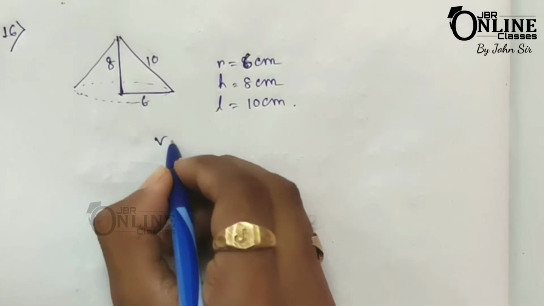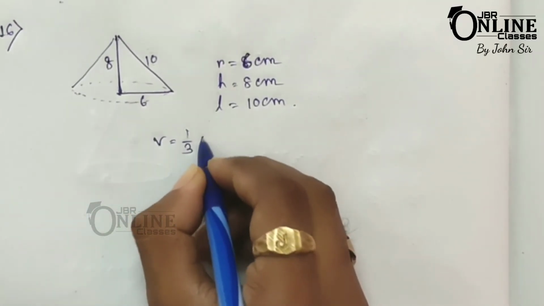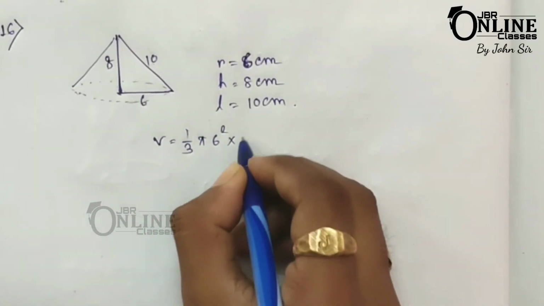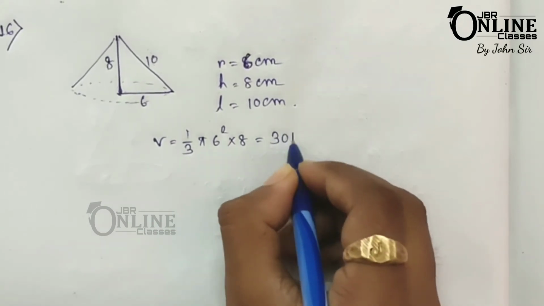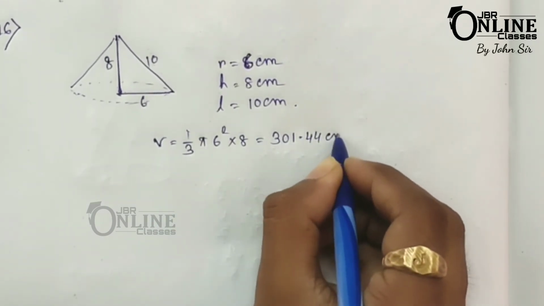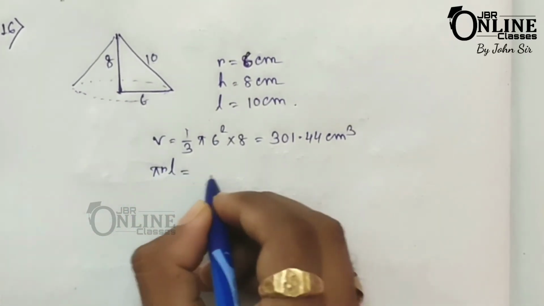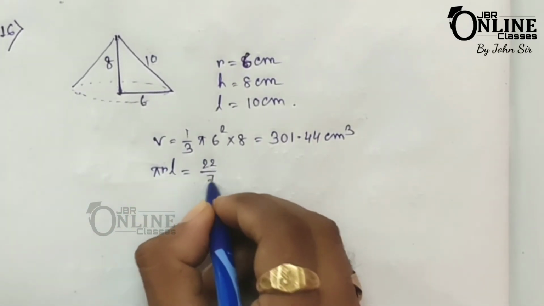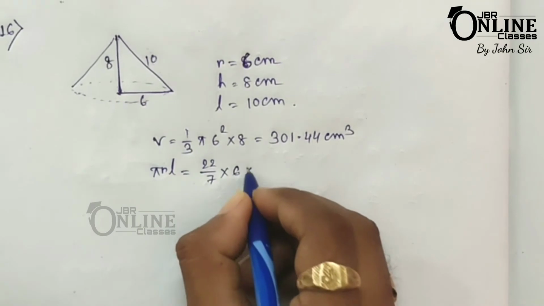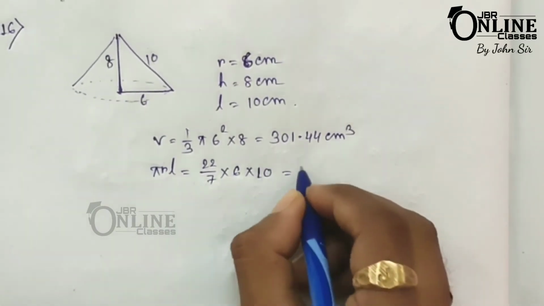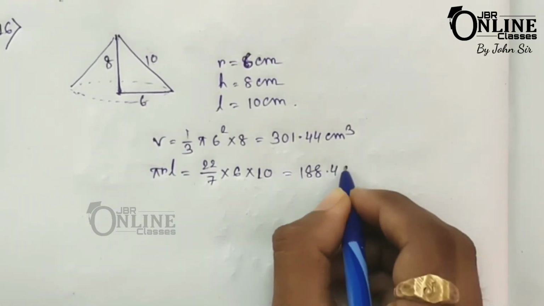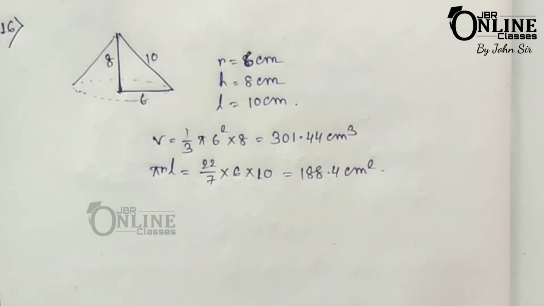So volume equals 1 by 3 pi r square h, and that equals 301.44 centimeter cube, and curved surface area, that means pi r l. So pi means 22 by 7, and r equals 6 and L equals 10. So that equals 188.4 centimeter square.